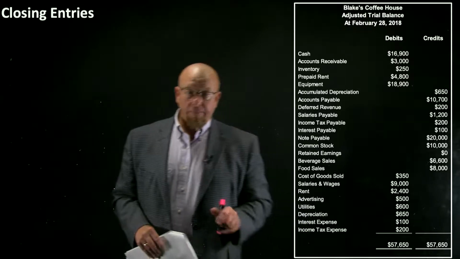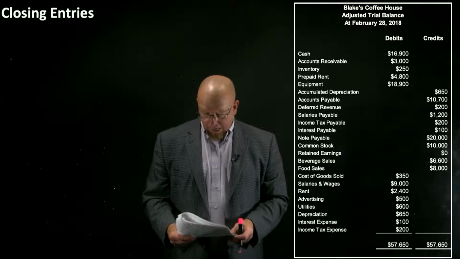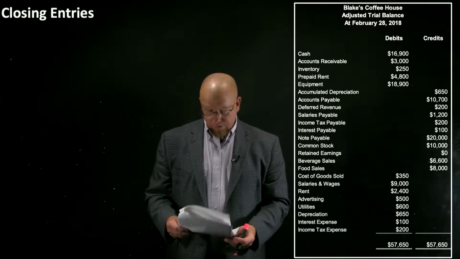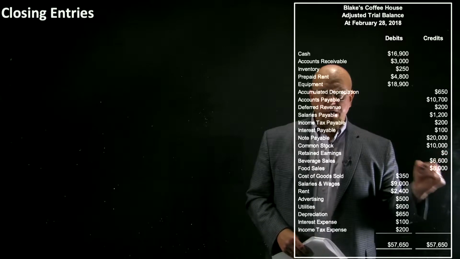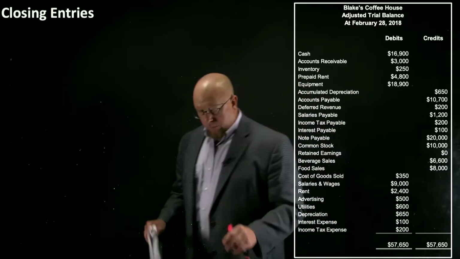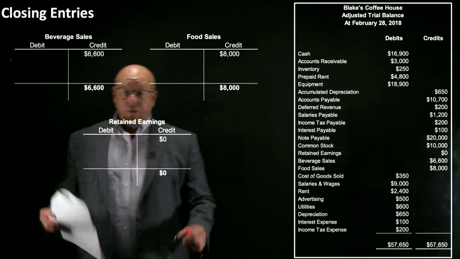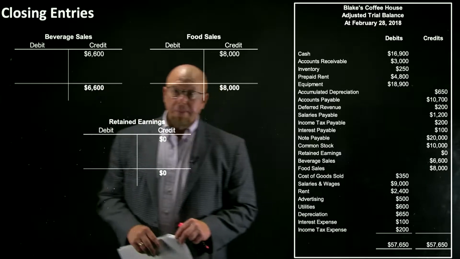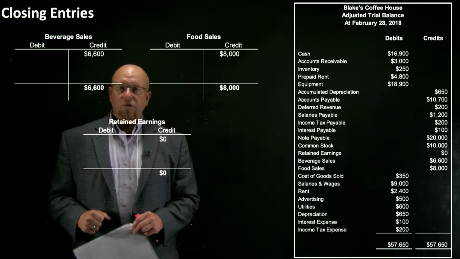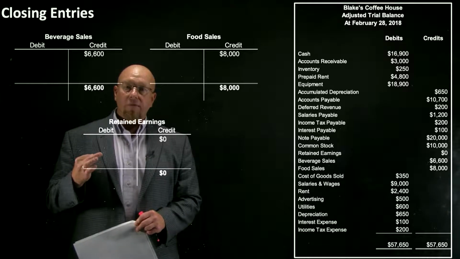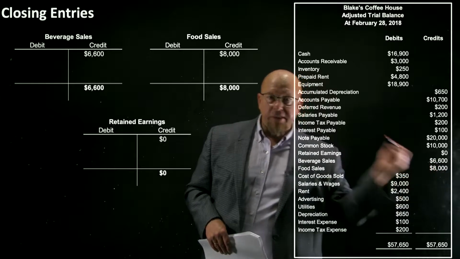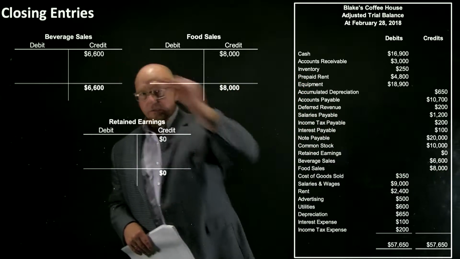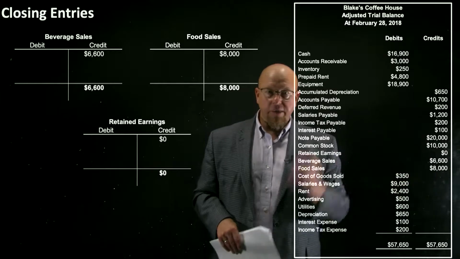So let's take a look at this here. Closing entries. We start out with the revenues and the expenses here. So we've got our revenues over here, we've got our expenses down here, and we really need those to become 0 as we try to measure the next period. This is what those revenue accounts would look like in the form of T accounts. Here's our $6,600 of beverage sales right there, credit balance, $8,000 of food sales right there.